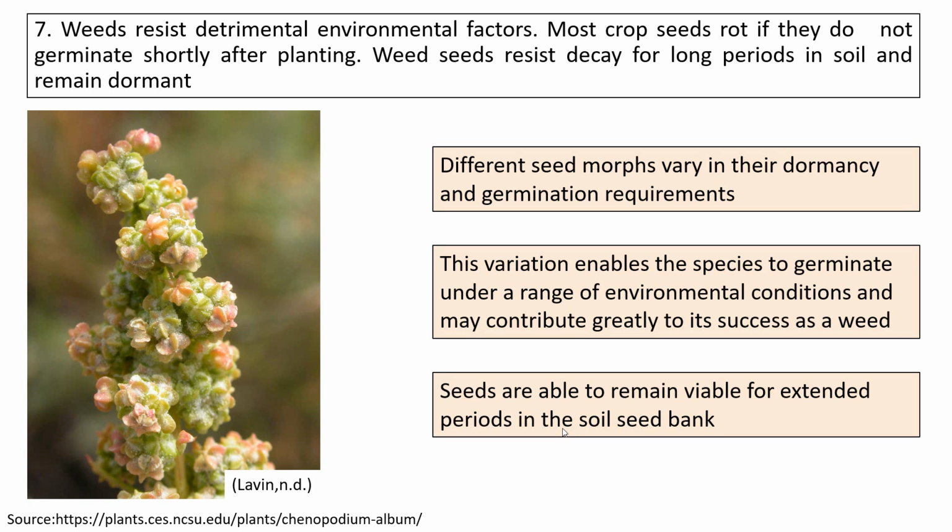7. Weeds resist detrimental environmental factors. Most crop seeds rot if they do not germinate shortly after planting. However, weed seeds resist decay for long periods in soil and remain dormant. For example, Chenopodium album has different seed morphs, and these allow the seed to have varying dormancy length and germination requirements such as temperature, relative humidity, and soil moisture.